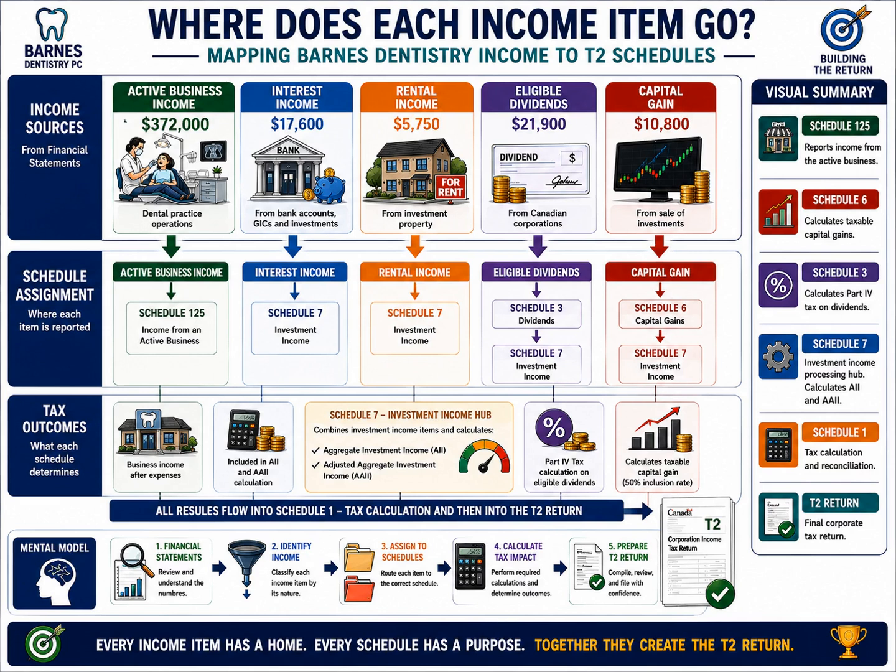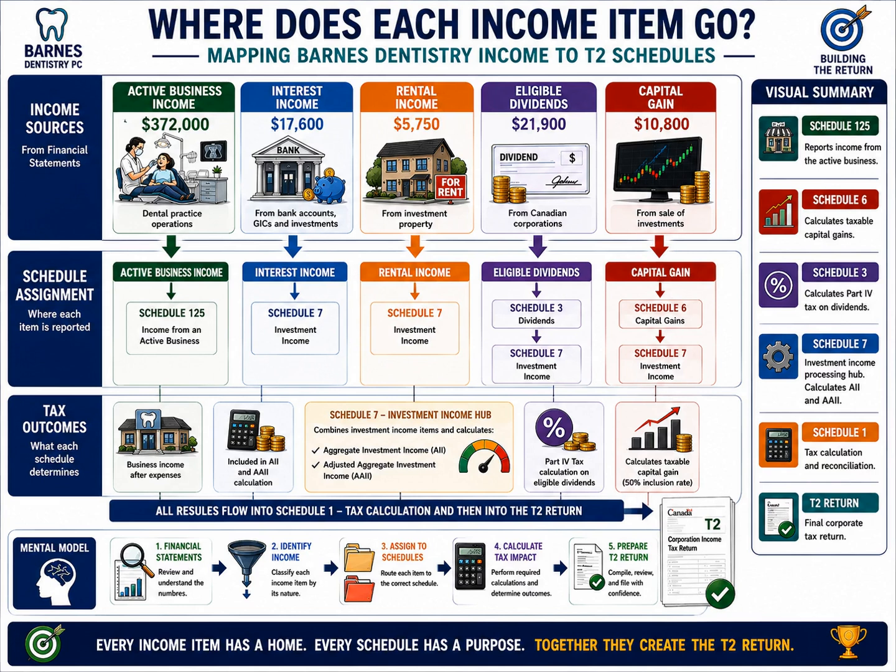Barnes Dentistry earned $372,000 from its dental practice operations. Because this income comes from the active business, it is reported through Schedule 125, which contains the corporation's financial statement information. This is the foundation of the corporate tax return and represents the corporation's primary business activity.